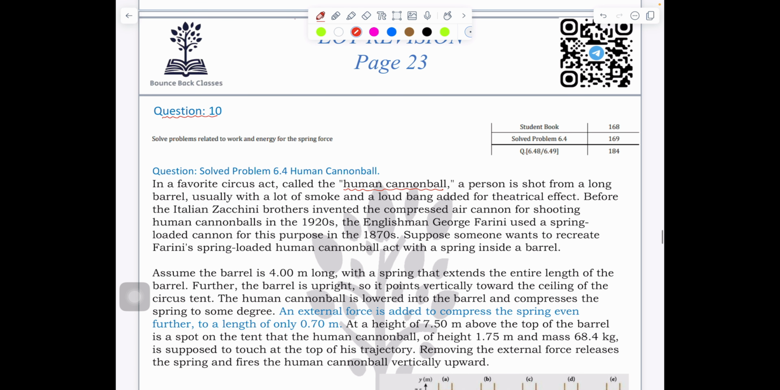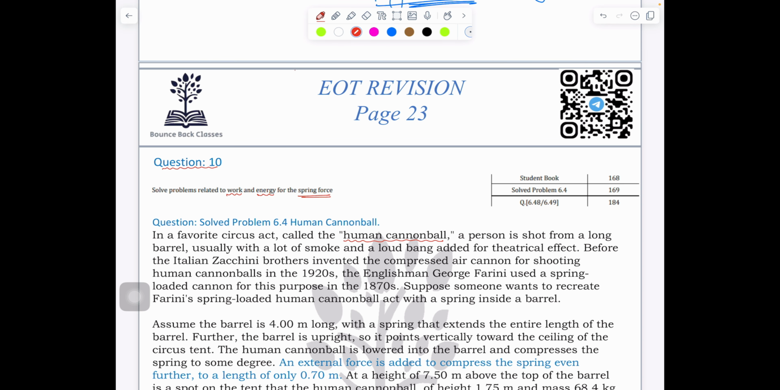Now the basic things: solving problems related to work and energy for the spring force. A few things which you should know. Whenever you have the word work, it equals energy. There are two energies: kinetic energy, which is half mv square, and potential energy, which is mgh. Second thing, in case of spring we have the work done.